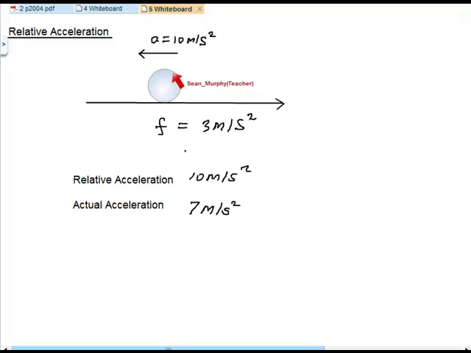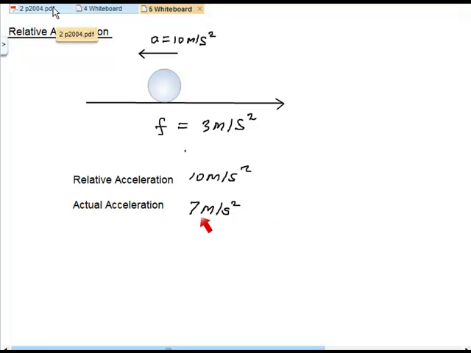Well, what we say in this example is that the person's acceleration, what they feel they're going at, is 10 meters per second squared. But to an observer looking on from the side, what's actually happening is the person is accelerating at 7, because the person is going to the right with 10, the floor underneath is going at 3 in the opposite direction, so overall the person is actually going with acceleration 7. So just to be clear, the relative acceleration is 10 in this example, and the actual acceleration is 7.